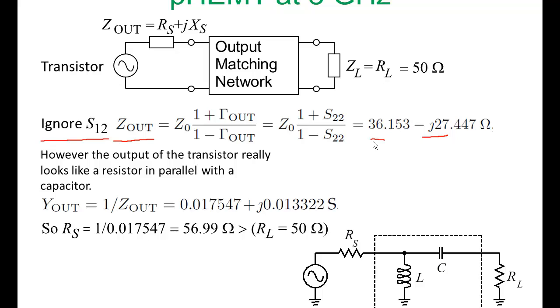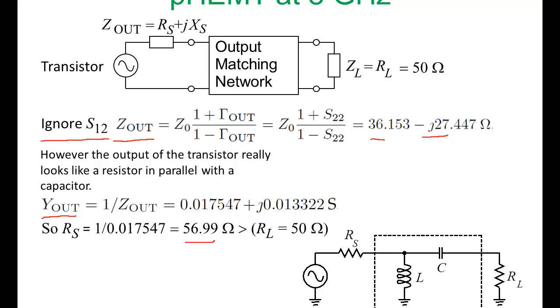However, the output of the transistor really looks like a resistor in parallel with a capacitor. And so we need to use Y out when we're coming up with the network that we want to match. Y out is 1 over Z out. It looks like a 56 ohm resistor in parallel with a capacitor. And this is one of the networks that we can use.